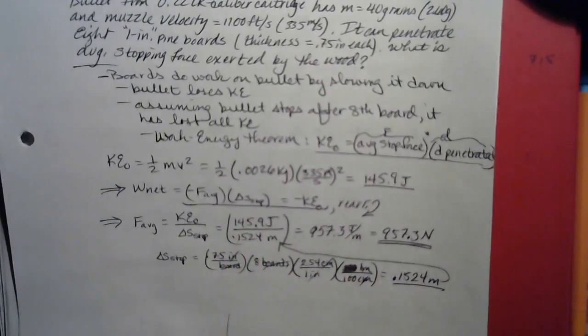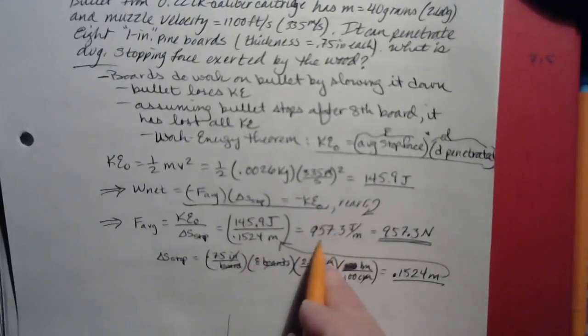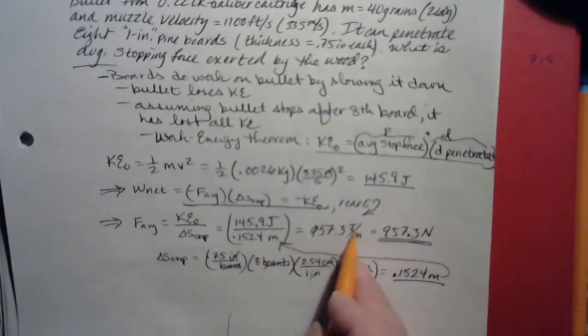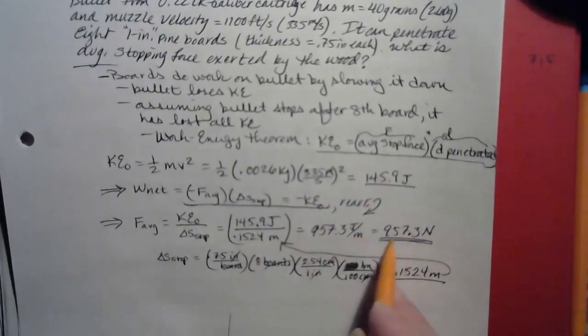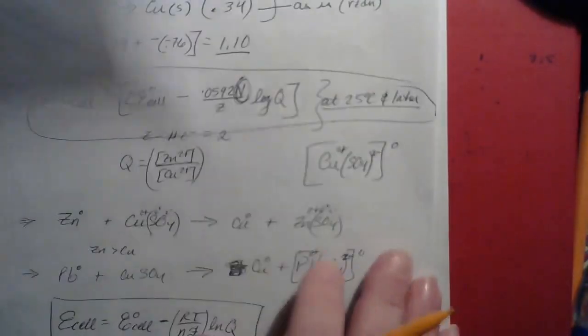So our kinetic energy, 145.9, divided by 0.1524 meters gives us 957.3 joules per meter, and a joule per meter is just another way of saying newtons. So 957.3 newtons is the average stopping force for these boards. Okay. So not as bad as it seemed. And that's the work energy theorem in action.